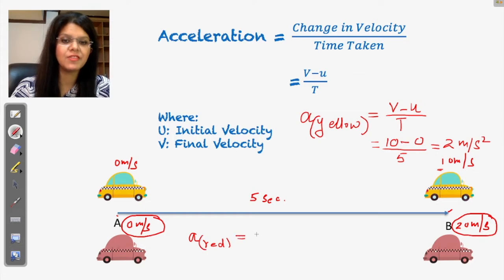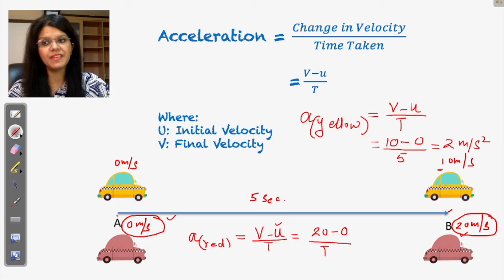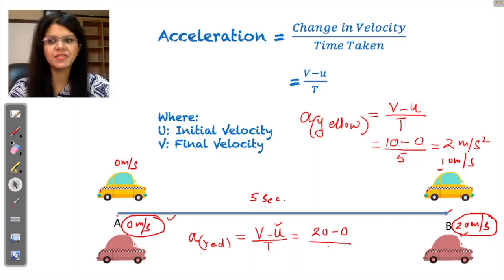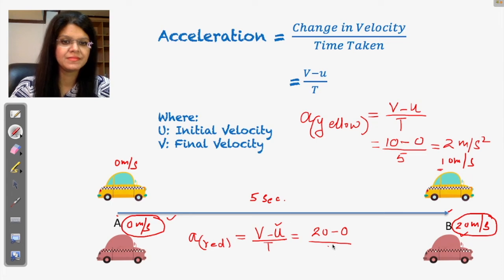Simple. Let's start with the formula first. v minus u over t. What is the final value of the velocity? 20 minus 0. 0 is the initial velocity, over t. The time taken was, again, the same, 5 seconds. Let's assume that the time value has not changed, 5. So 20 over 5, which is 4 meters per second squared.